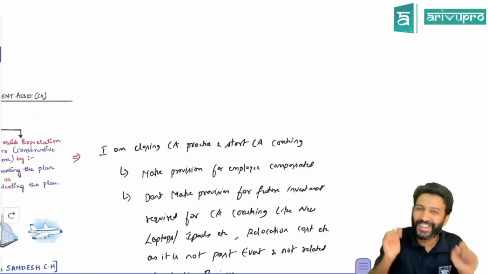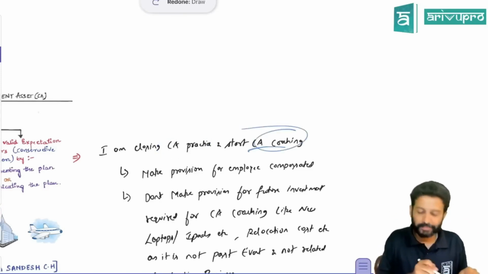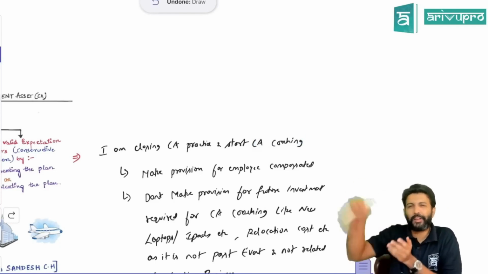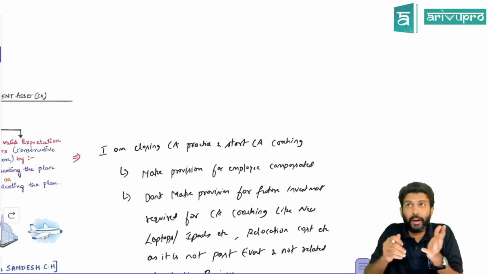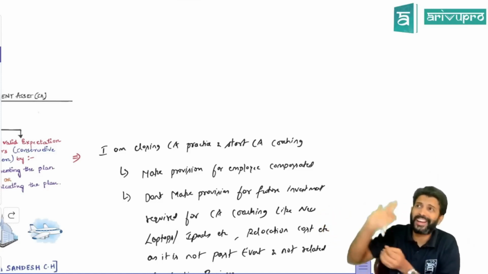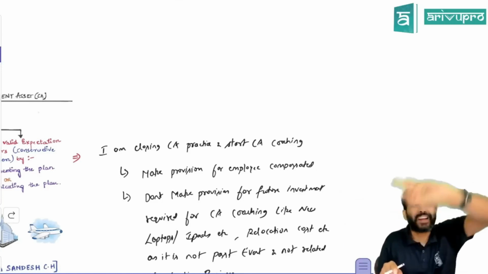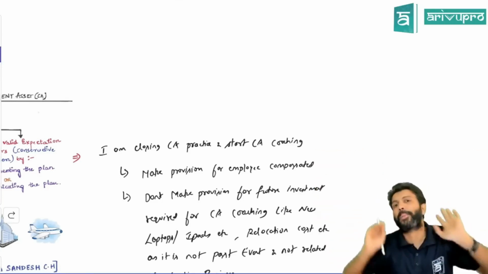Okay. Let's continue with this. So let's say I'm planning to close my CA practice and start CA coaching. Now, if I'm planning to close the CA practice, I will probably have some employees. Those employees I'll have to let go. And if I'm planning to let go of employees, I can't send them empty-handed. I have to pay them some money and then fire them. So that is a committed cost associated with restructuring. For that, you can make provision.